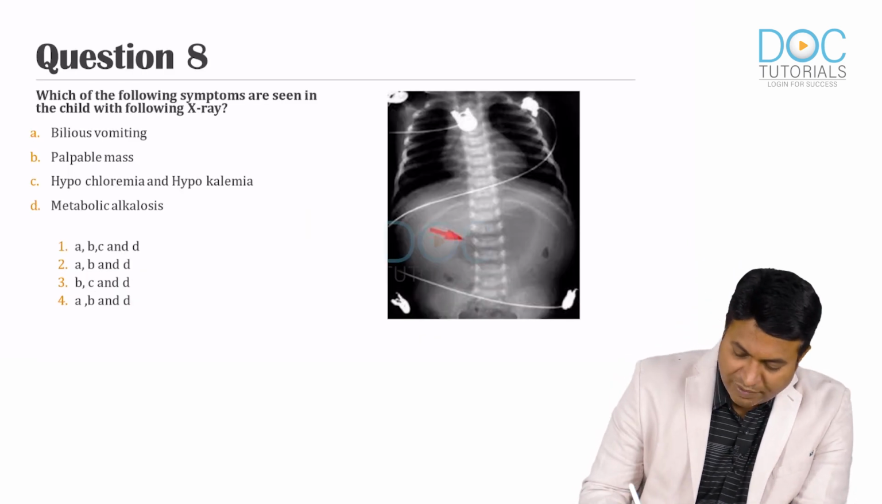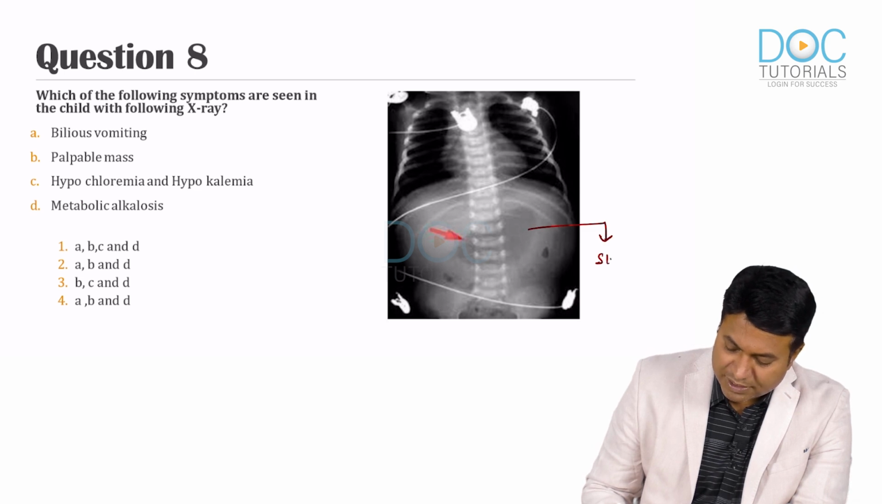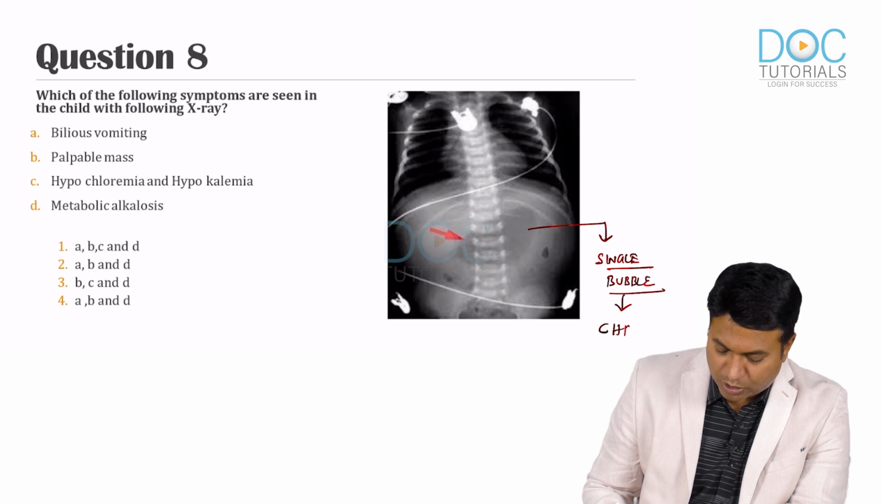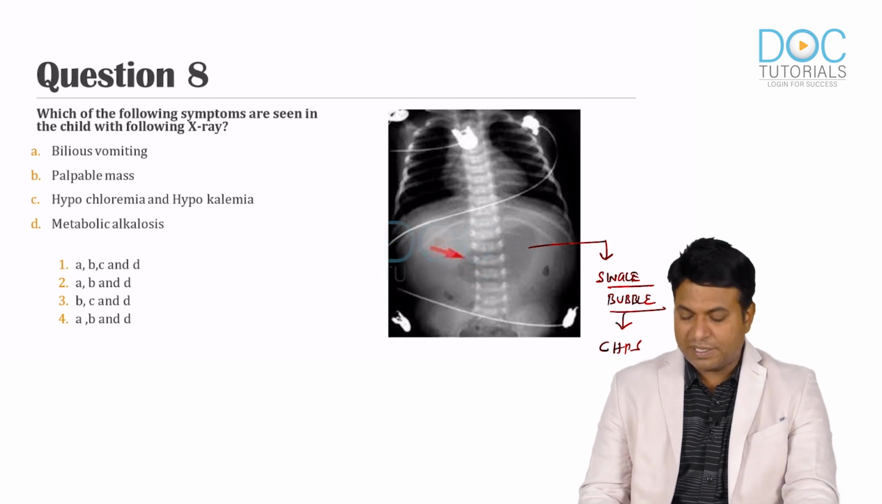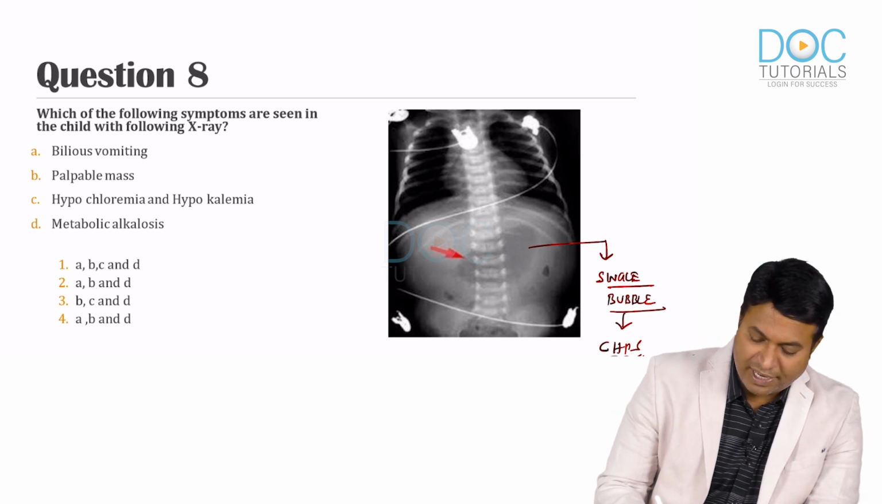So the 8th question is a very straightforward question. You can see there is a single bubble appearance. Can you see that single bubble appearance in a newborn baby? A single bubble in a newborn baby is a classical finding of congenital hypertrophic pyloric stenosis. So please understand this is congenital hypertrophic pyloric stenosis. Now let us see the findings.